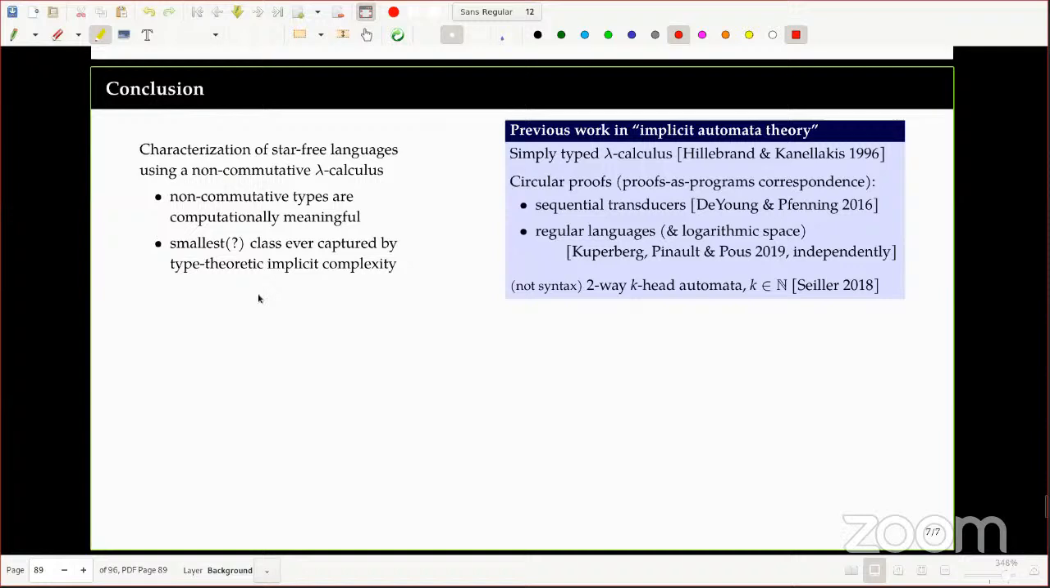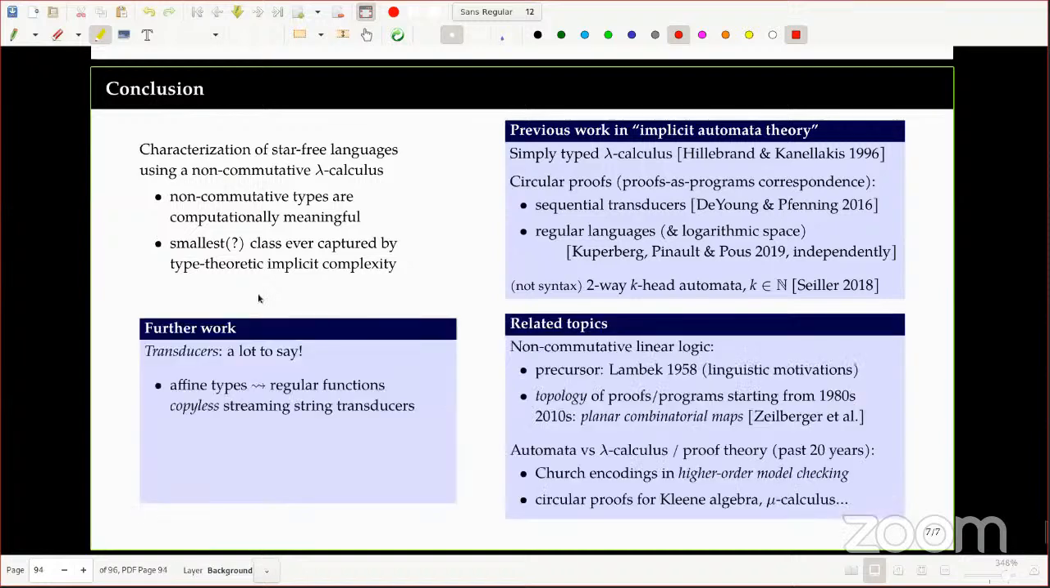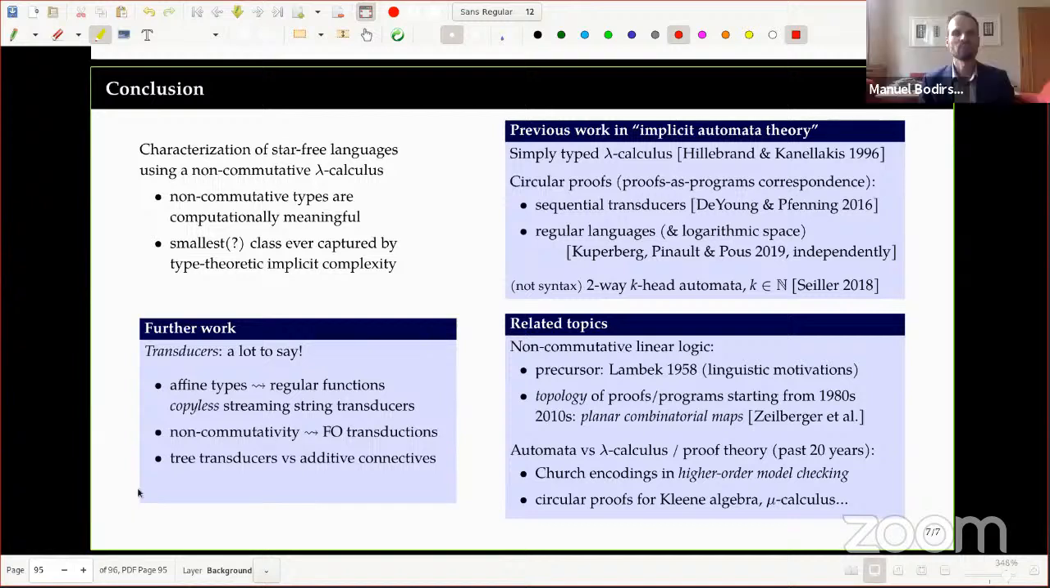Okay, I think that's it for the summary, and I'll just leave you on this last slide, which tells that we're pursuing this work by studying transductions now, and I'll be happy to take questions. Thank you very much.